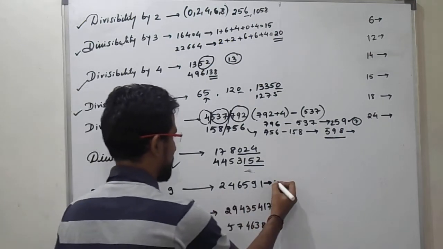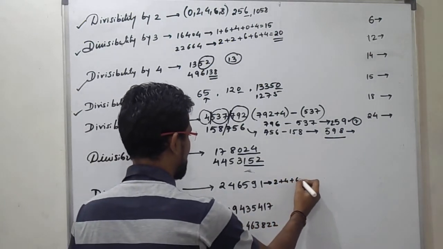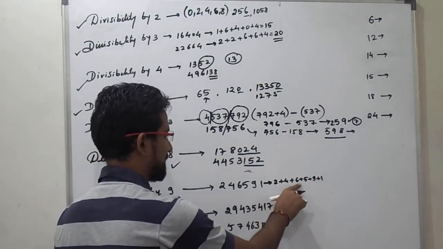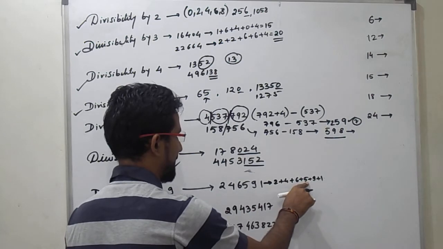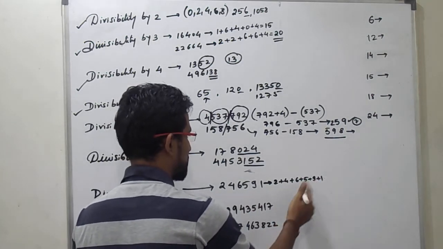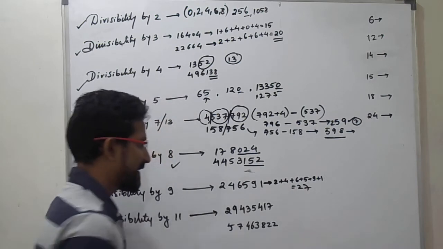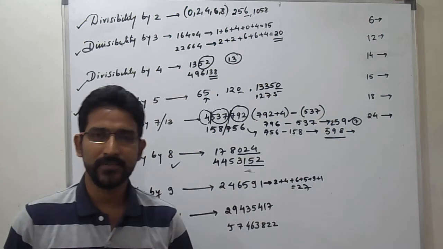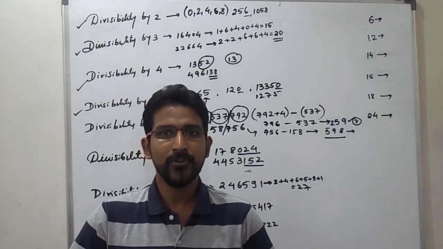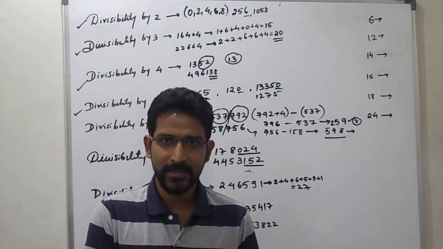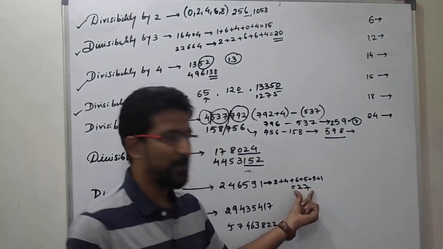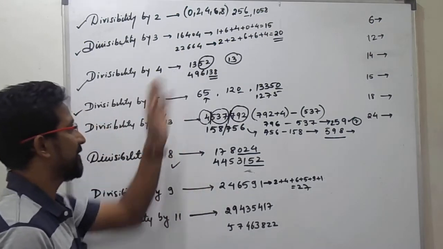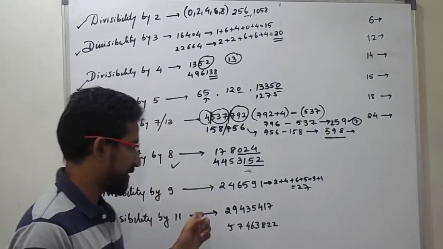For example, here 2 plus 4 plus 6 plus 5 plus 9 plus 1. So 2 plus 4 is 6, plus 6 is 12, 12 plus 5 is 17, plus 9 is 26, plus 1 is 27. So 27 is divisible by 9. So therefore 246591 is divisible by 9. So in this, you have to add all the digits. If the sum of those digits is divisible by 9, then the whole number will be divisible by 9. So it is the same procedure that we have followed in divisibility of 3.